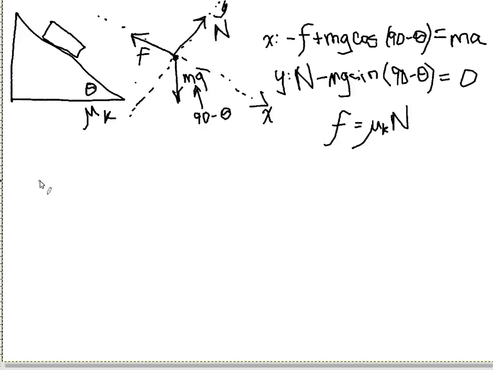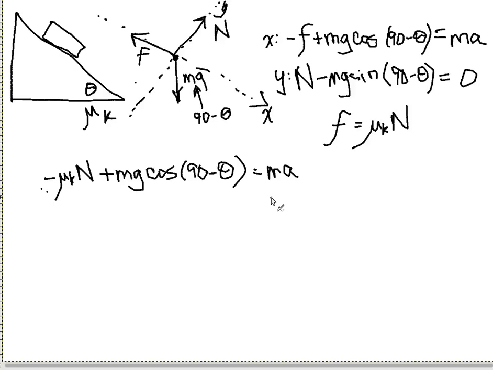I start with this top equation, the x equation, because it has a in it. And starting from the left-hand side, the first thing I notice is that I don't know what F is. So I'm going to use this equation here, F equals mu sub k n, and plug that in instead of F. So minus mu sub k n plus mg cosine 90 minus theta equals ma.